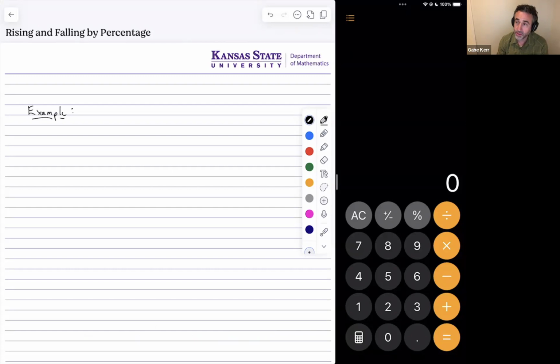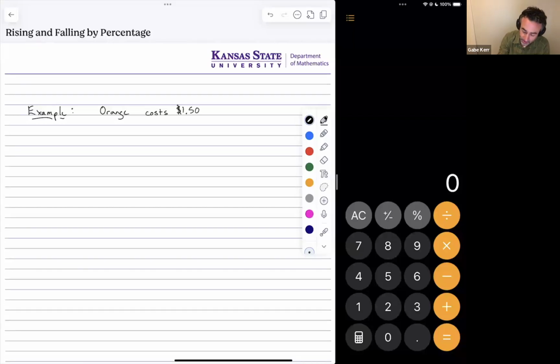So someone says that inflation is happening, and they say, okay, well, an orange costs $1.50, say, but the price will rise by 20% next year. So how much will it cost? So how much will the orange cost?